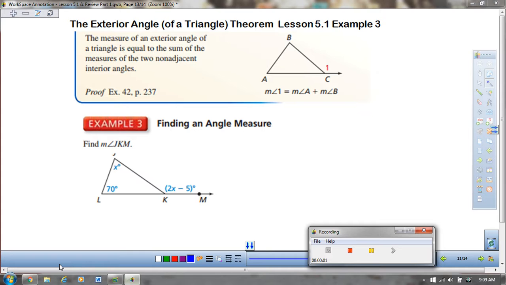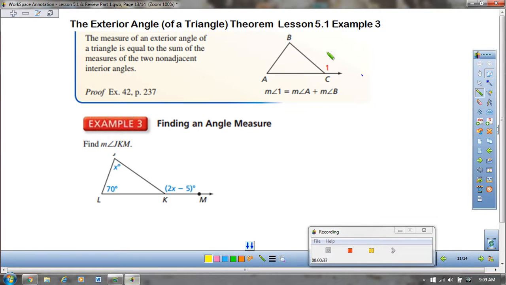So the exterior angle theorem says that the measure of an exterior angle, which in this diagram is angle 1, is always going to be equal to the sum of the two non-adjacent interior angles. So in this case, angle A and angle B are non-adjacent. They're on the interior, and it says that angle 1 is going to equal the sum of those two together.